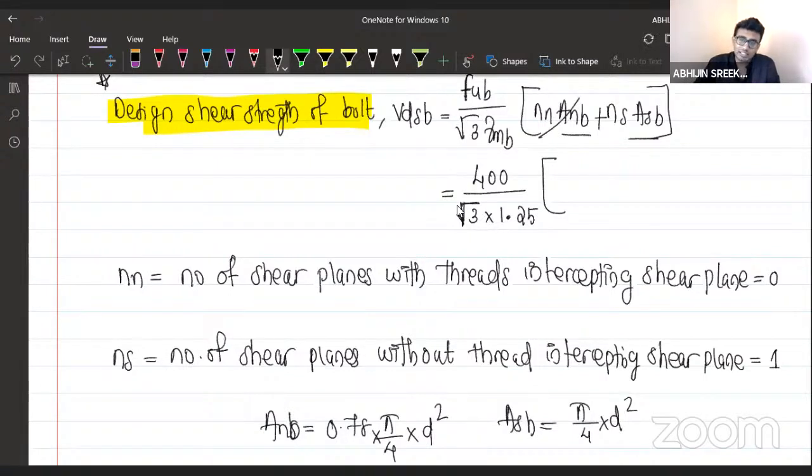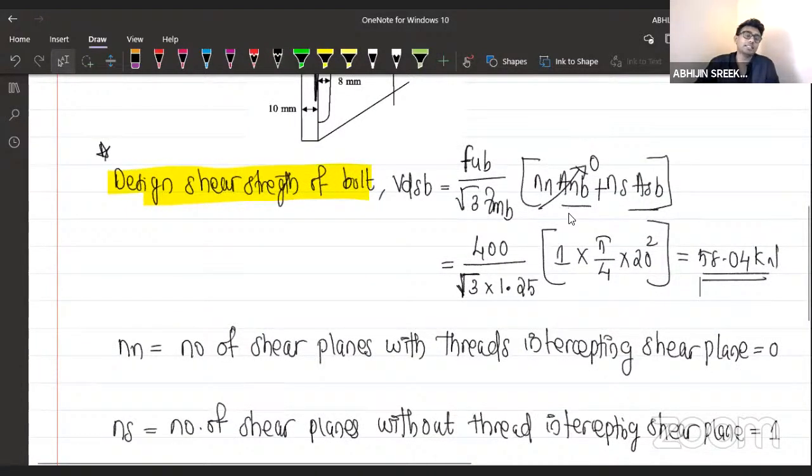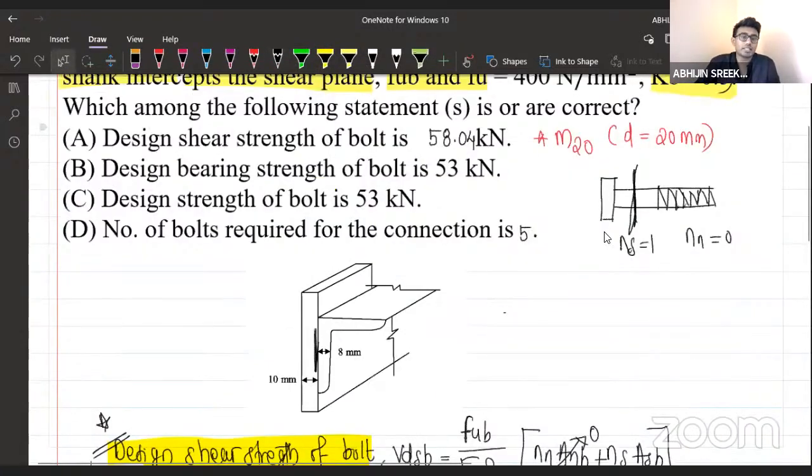So we can consider nn as 0, and the remaining ns will be equal to 1 and Asb will be equal to pi by 4 into 20 square. Tell me the value here. I'm seeing your answers here as 58.04 kilonewton. I am assuming that this is the answer, as I'm getting it as a common answer, right? So 58.04 will be our design shear strength of the bolt. So option A is actually a correct answer.